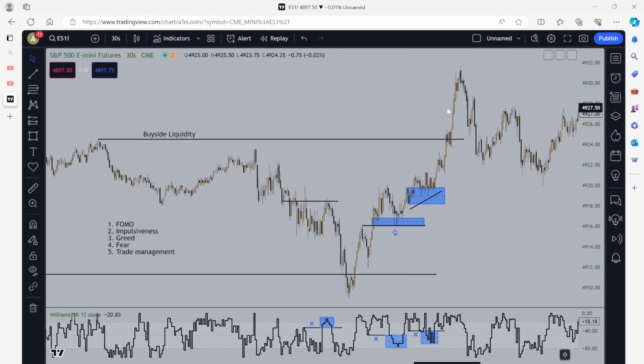We started to expand. Okay, again, we have the same thing. Price began to consolidate. Right, we got William percent R characteristics, and then what did price start to do? It changed its delivery to expansion.